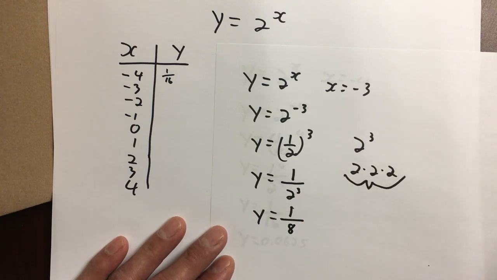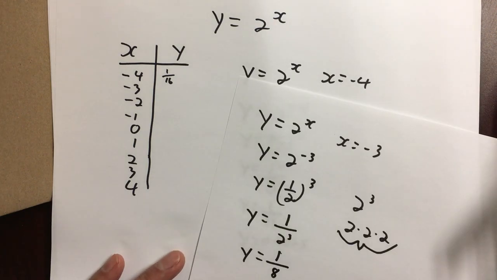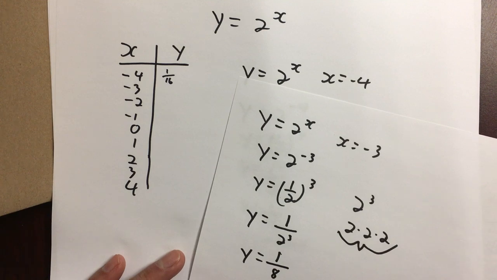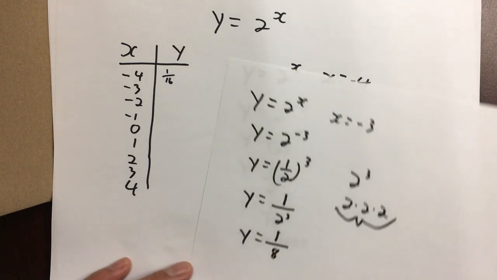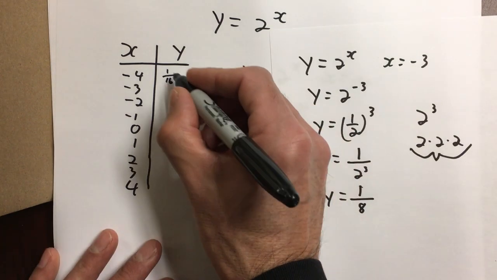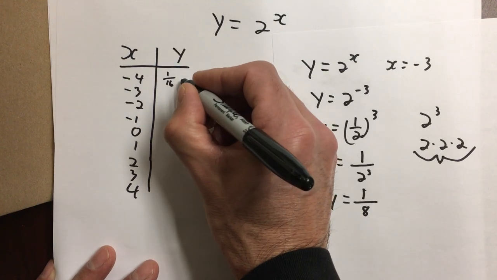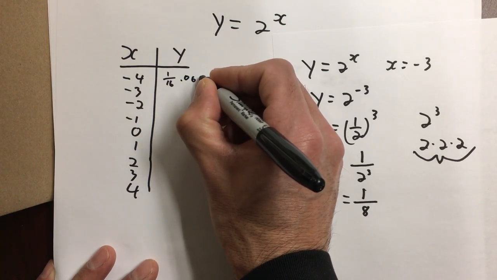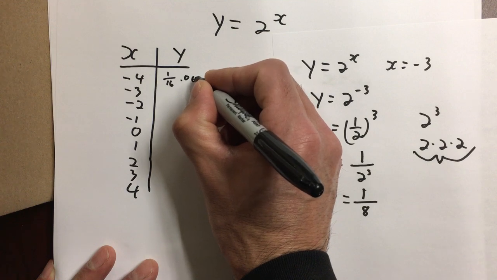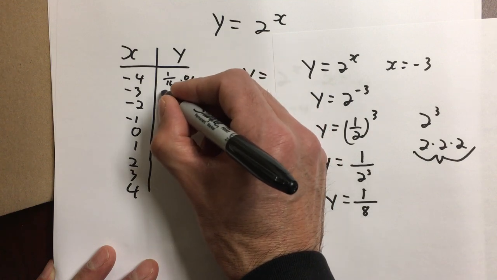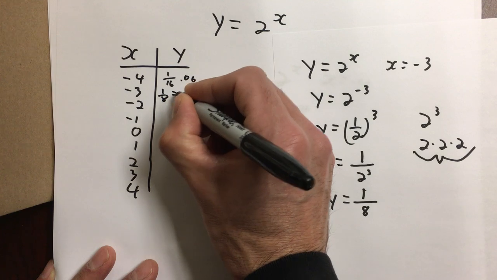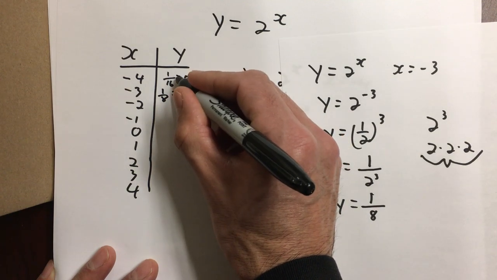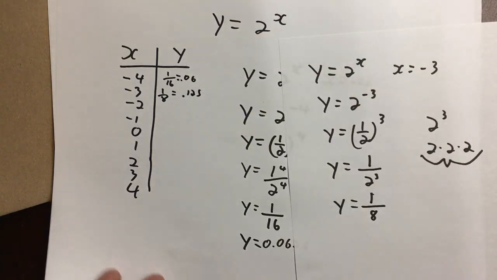That's 1 over 8. Now 1 over 8 as a decimal, sorry, I should know these, is 0.125. So the first value is 1 over 16, which was 0.0625. I'll sort that out after. This is 1 over 8, which is 0.125. So notice we have these real small numbers, but they all stay above 0.